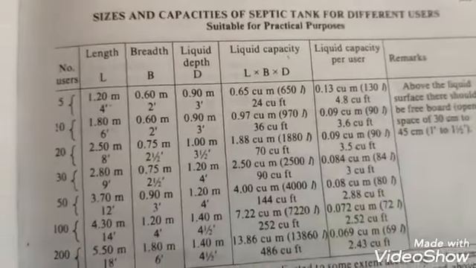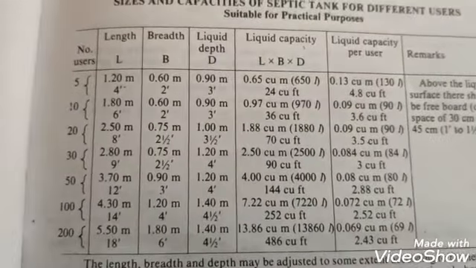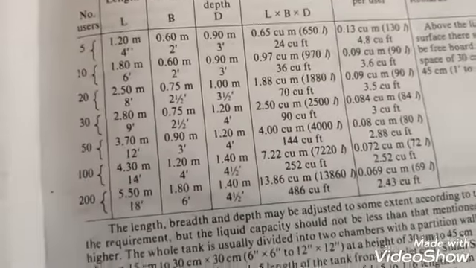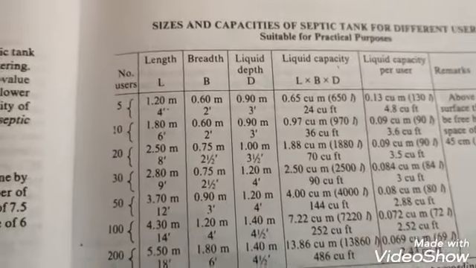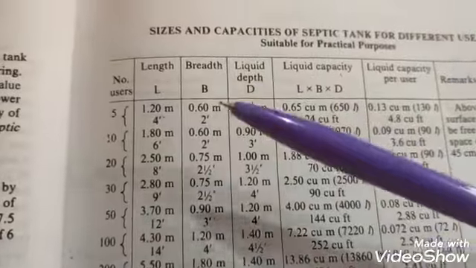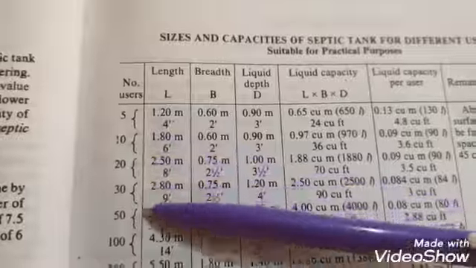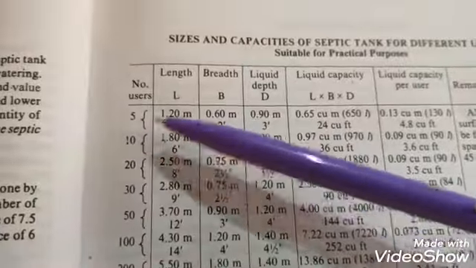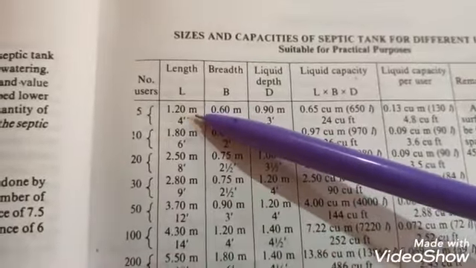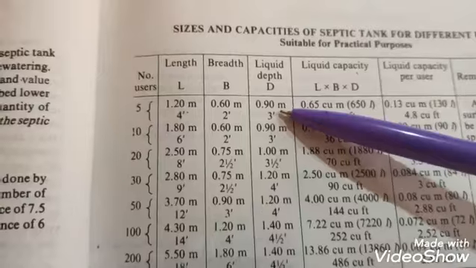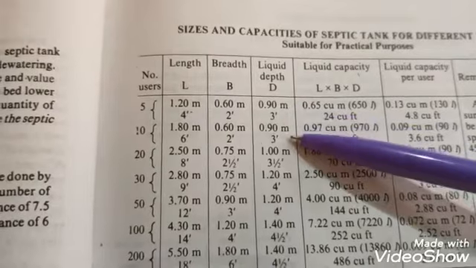Next, we will try to learn how to estimate a septic tank. So this is the list of septic tanks and their length, breadth and height for different numbers of users. For 5 users, the length of the septic tank has to be 1.2 meter, breadth 0.6 meter and liquid depth 0.9 meter.